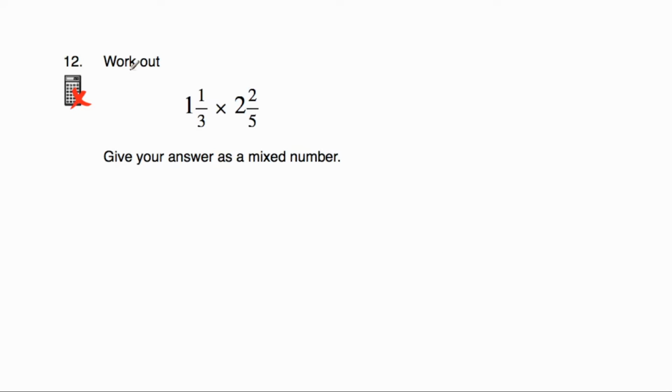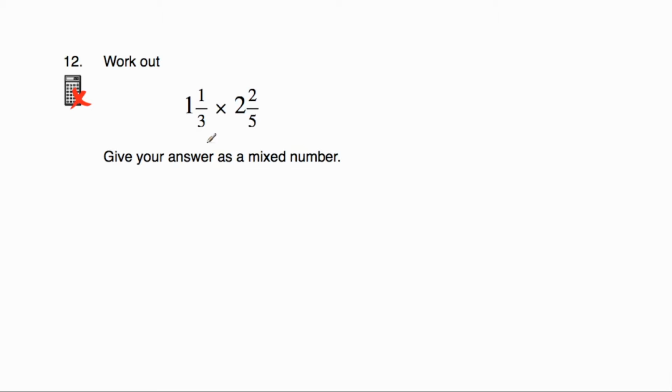So question number 12, we've been asked to work out 1 1/3 multiplied by 2 2/5 and to give our answer as a mixed number. So whenever we're multiplying fractions, I like to make sure if we've got mixed numbers, I turn them into top-heavy fractions to begin with. I then multiply the fractions as normal, and then I get my answer, and if need be, I change that top-heavy fraction, if there is one, back into a mixed number. So let's change these into top-heavy fractions to begin with.